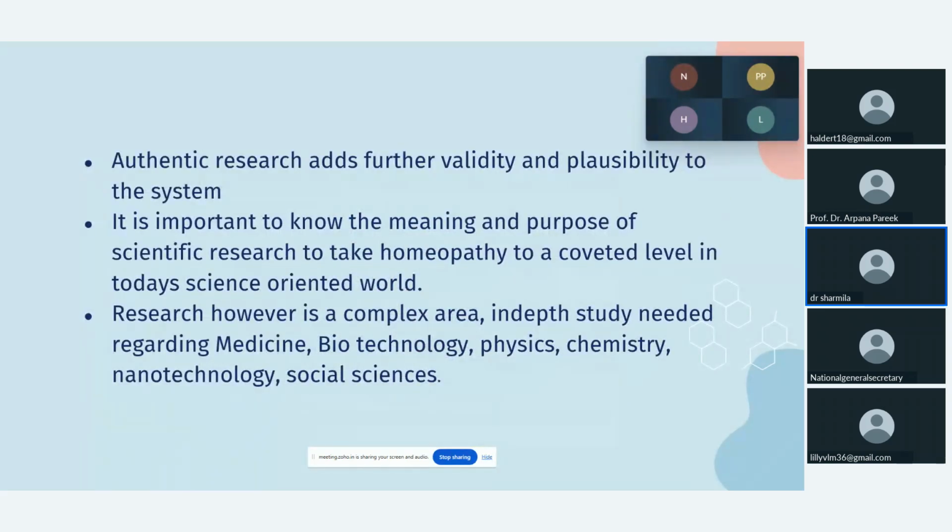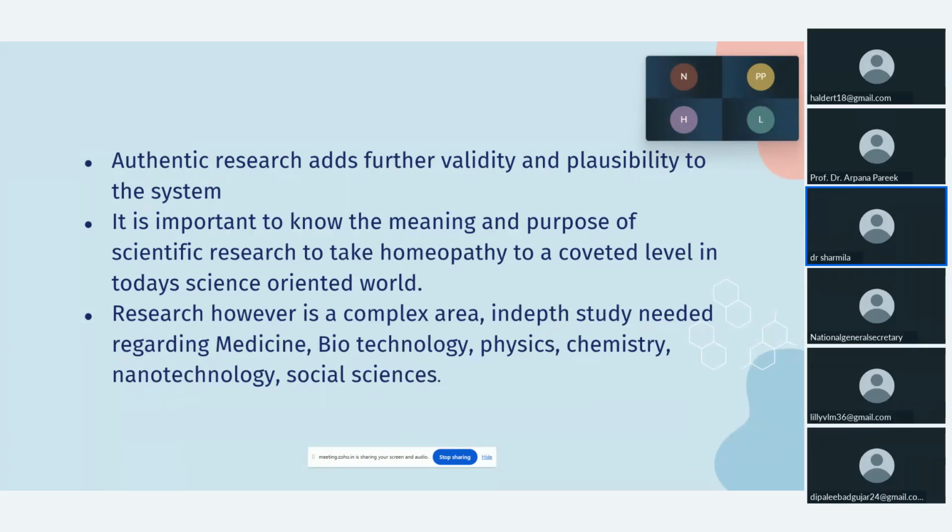My take home message is that authentic research adds further validity, and it is important to know the meaning and purpose of scientific research to take homeopathy to the coveted level in today's science oriented world. We know this is a science oriented world, and we need to prove to them that yes, homeopathy is also a science. Research, however, is a complex area and needs in-depth study, so we cannot do it single-handedly. We need the help of biotechnology, physics, chemistry, nanotechnology, social science, everyone, so that we can do the research.